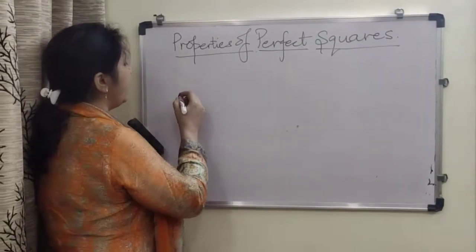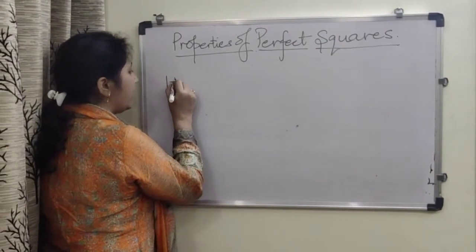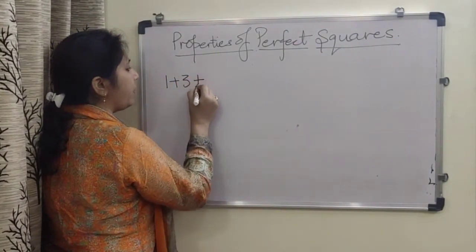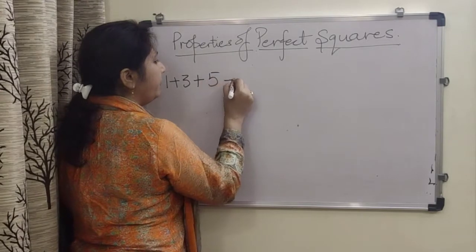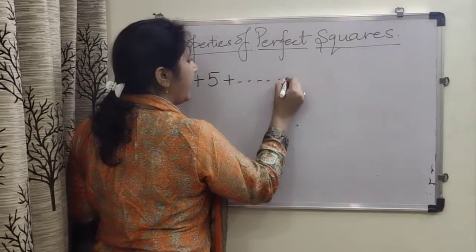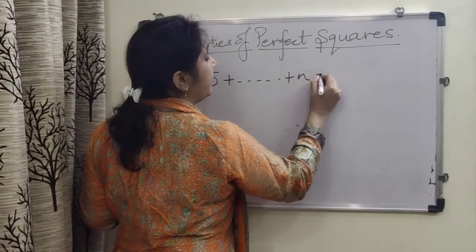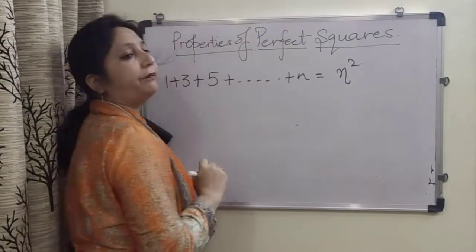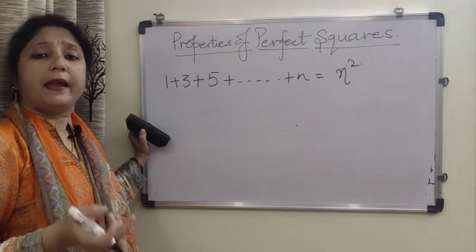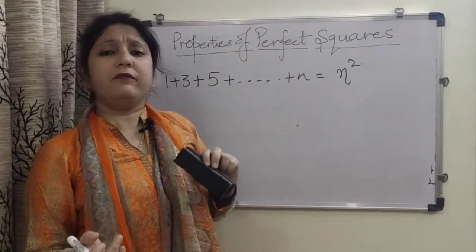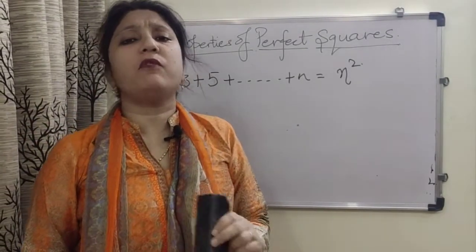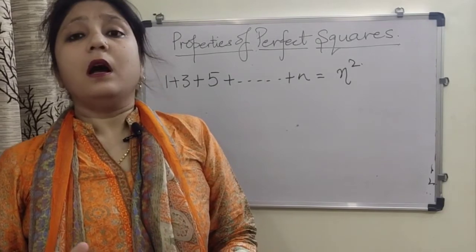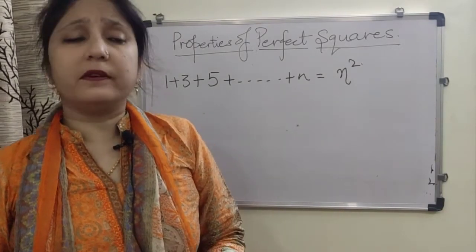In the same way, if we take n odd natural numbers beginning from 1 and try to find their sum, then it would be n square. And we can use this property vice versa as well. How can you use it vice versa?